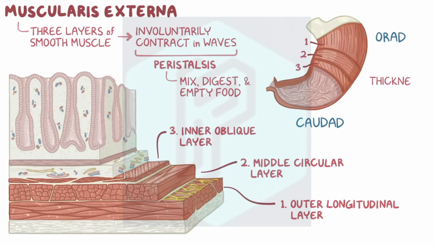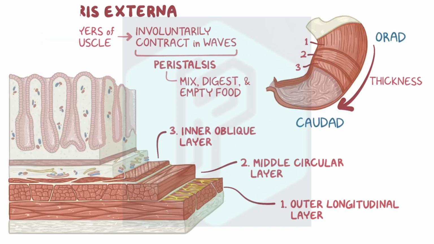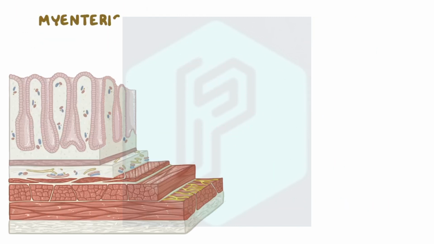In addition, the thickness of the muscular layers increases as you go from the orad region to the caudad region, and that helps push food toward and past the pyloric sphincter. Innervation of these muscles is from the myenteric plexus, which lies between the circular and longitudinal muscle layers.